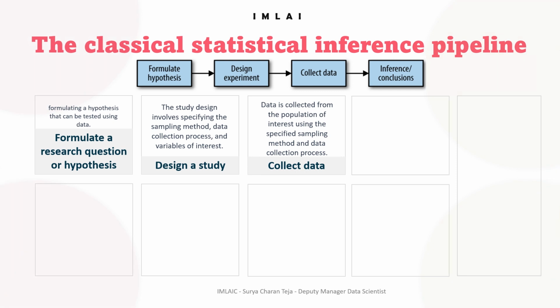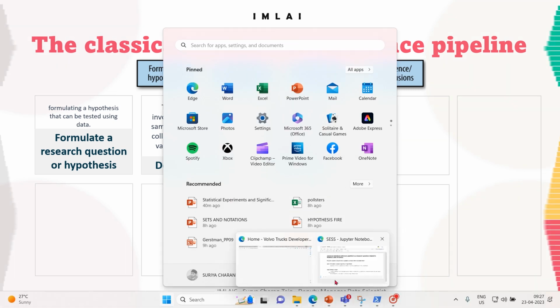Data is collected by measuring the force applied, in this example. But in general, data should be collected from the population of interest using the specified sampling method and data collection process. Because we have already designed the sampling method, the collection process and the variables of interest, from the population you have to collect the data using the specified sampling method. Okay, so in this case it's pretty simple.